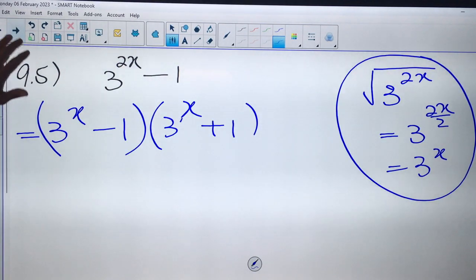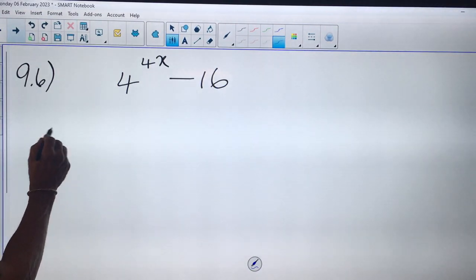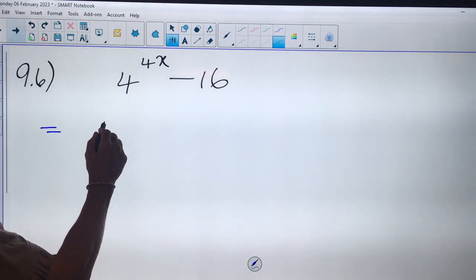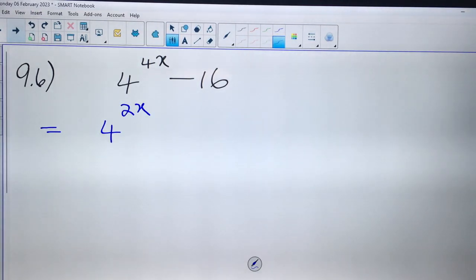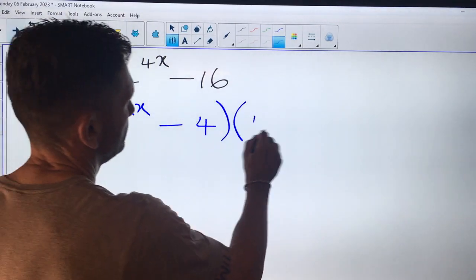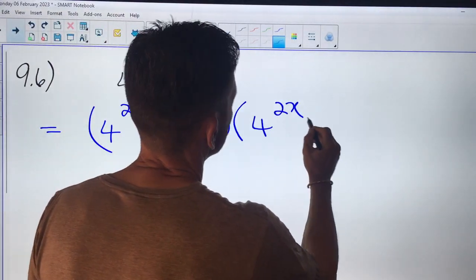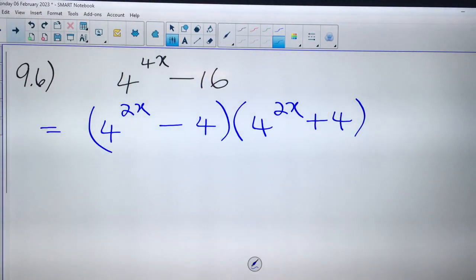Same applies to this one. This one is going to be 4 to the power of 2x. The power is divided by 2. The square root of 16 is 4. Sir, how come we didn't say 2 to the power of 2x?